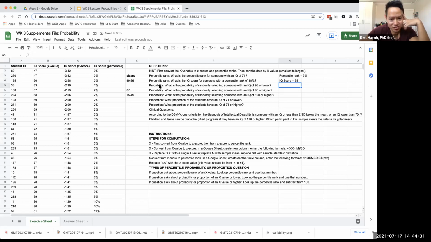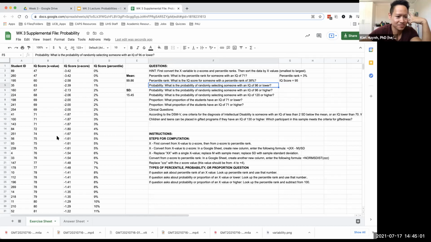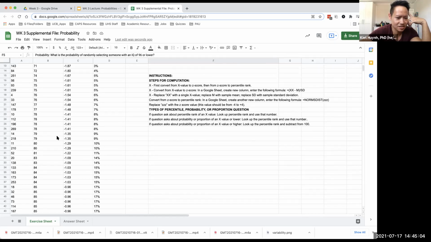So now we have a probability question. What is the probability of randomly selecting someone with an IQ of 96 or lower? Okay, so this is a probability question. We look down here. If the question is asked about the probability or proportion of an X value or lower, it falls into this category. All you have to do is look up the percentile rank and use that number. So we're looking for IQ 96 or lower. So look at 96.